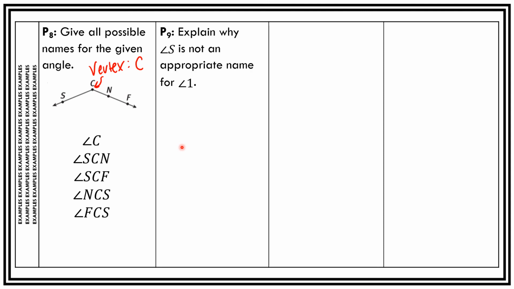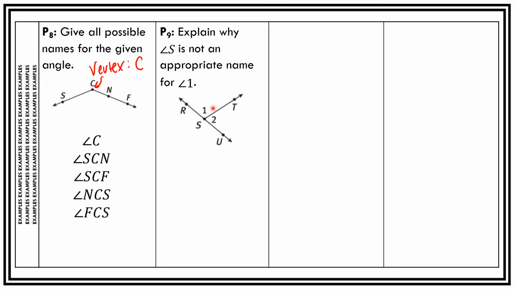All right, moving on. Number 9. Explain why angle S is not an appropriate name for angle 1. Here's our picture. So, angle S. Let's think about that. S is the vertex of angle 1, correct? It is. And then S is also the vertex of angle 2.